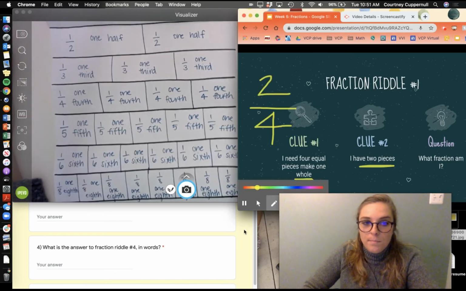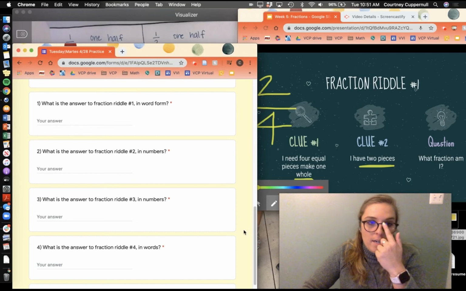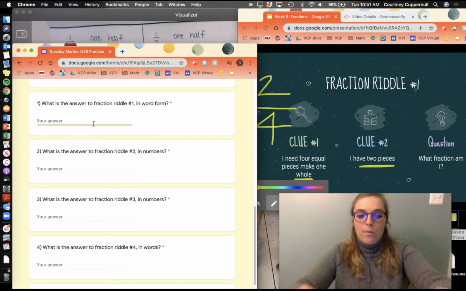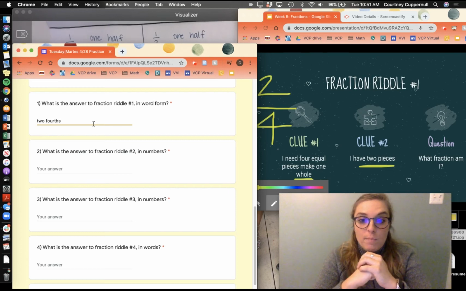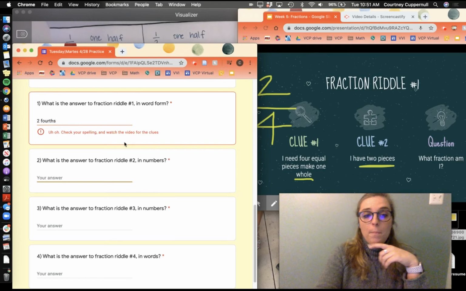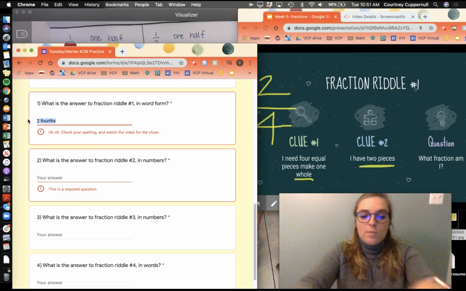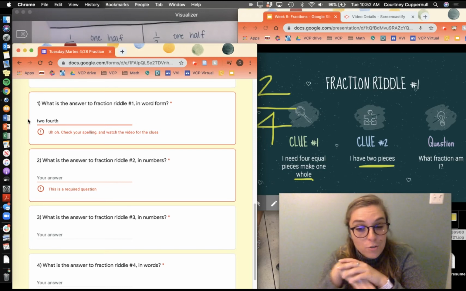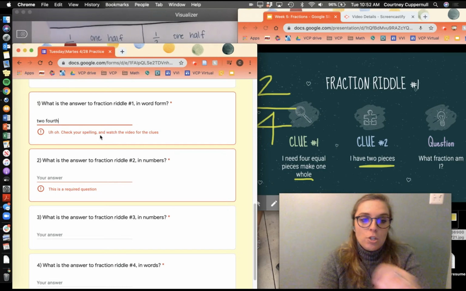So I'm going to come to my form. It is telling me what is the answer to fraction riddle number 1 in word form. Okay, so I know that in word form, I would write 2 fourths. Please make sure you spell that correctly. I'll even make sure to put a text bubble up here so you can see, because if you don't, look what will happen. It'll be like, bummer, check your spelling. So make sure that you're spelling this correctly. I do want you to practice writing in math. I know that's what happens when your math teacher is also a writing teacher, my friends. All right, so you're going to say 2/4.